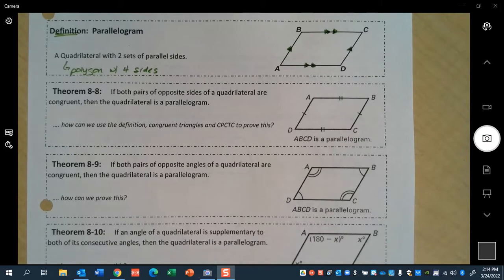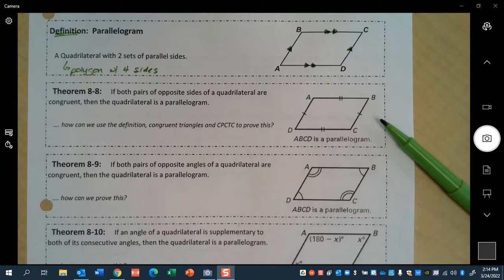Our group over here to go first. So this theorem says if both pairs of opposite sides of a quadrilateral are congruent, then the quadrilateral is a parallelogram. Spokesperson over here, wow us and tell us how we can justify that shortcut.